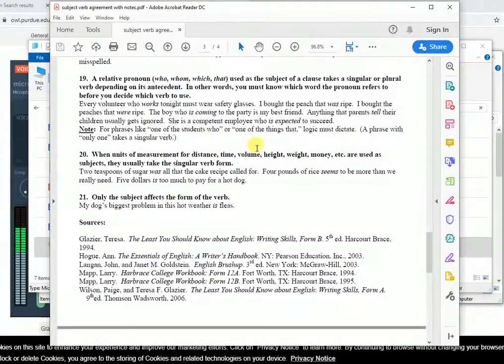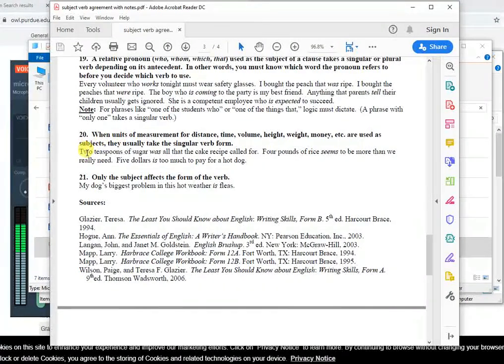Okay, I'm not going to cover all of them, but there's a great one here with units of measurement. 2 teaspoons of sugar was all. You have to be careful with these because in Spanish you're probably not going to do it. 4 pounds of rice seems to be. 10 gallons of gas is enough to get to Jalapa. $5 is not a lot of money, but it's too much. It is too much to pay for a hot dog. 10 gallons of water is enough for the hike.